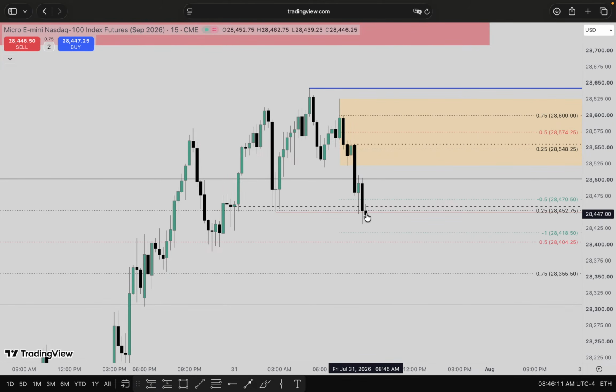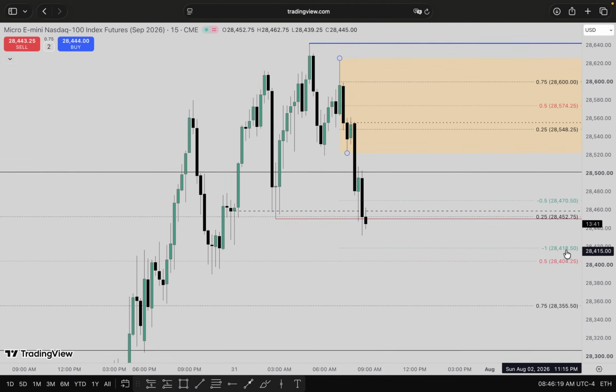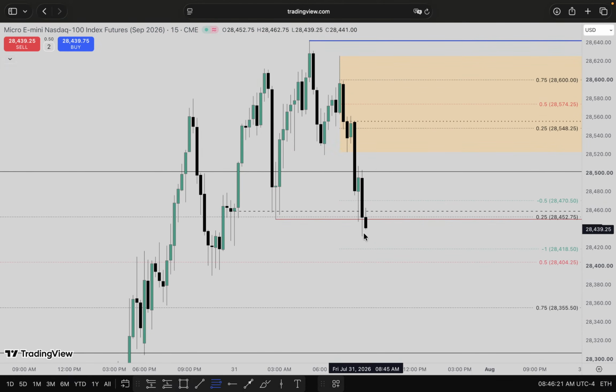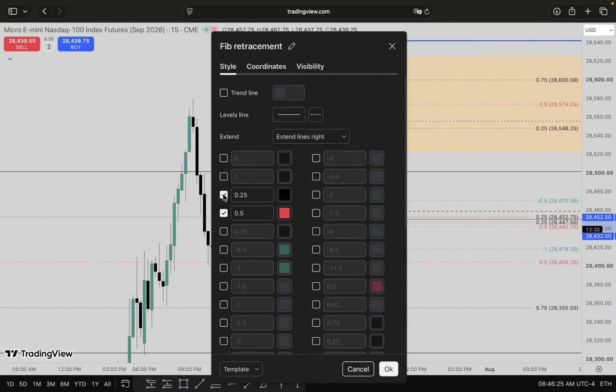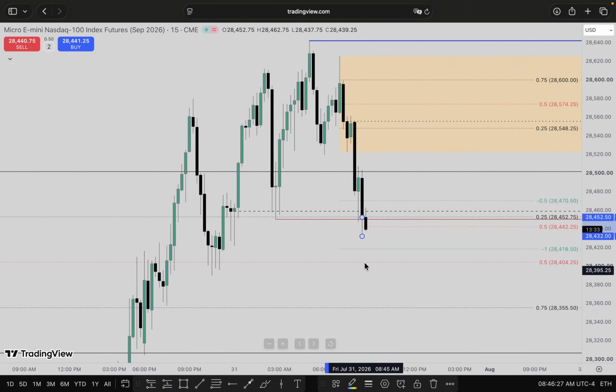So let's see if this next one here, heading into the macro, might want to just take out the low and then push up higher. But really, I just want to see if it can hold that. Let's put a fib on this. Let's get the equilibrium part.